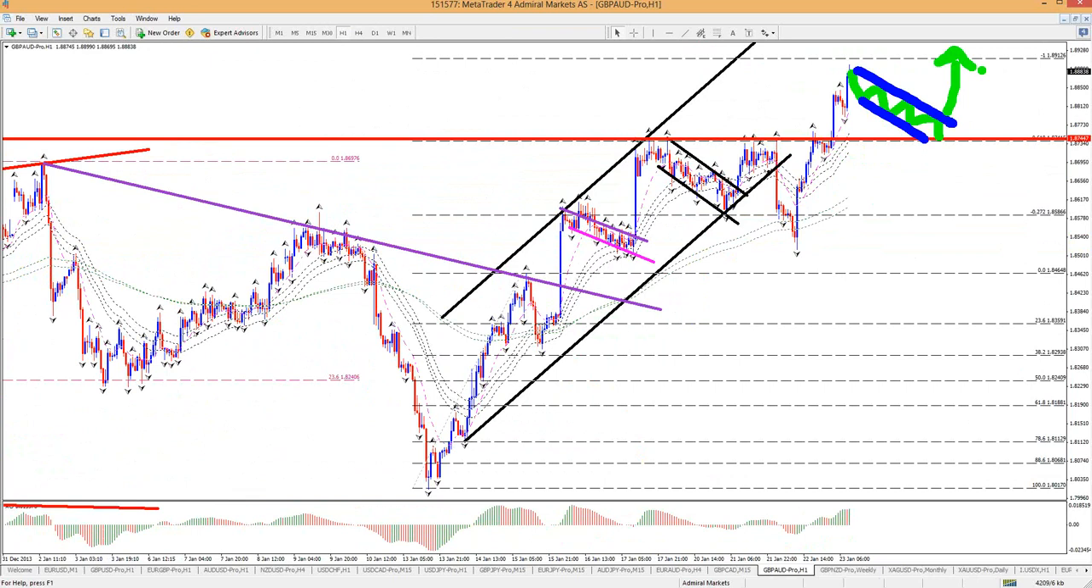Not even sure, of course, if price will make it back to the broken resistance, but if it does, that would be an ideal bouncing spot. If it doesn't, then I'll just keep an eye on any bull flag that is made, and any break of that bull flag is a breakout trade up to 192 on the pound odd.